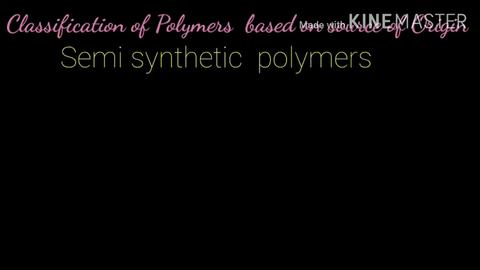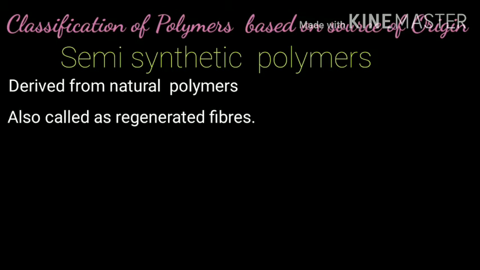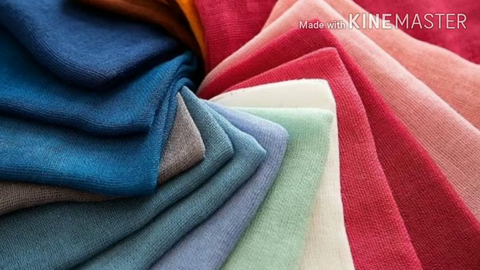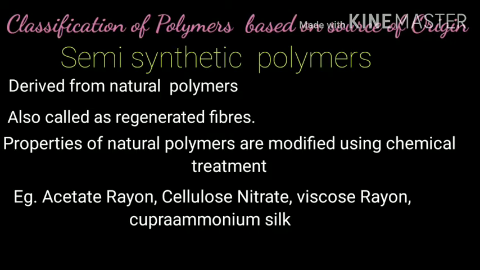Next, we move on to semi-synthetic polymers. Semi-synthetic polymers are derived from natural polymers. They are also called as regenerated fibers. So here, the properties of natural polymers are modified by using chemical treatment. Examples of semi-synthetic polymers are acetate rayon, cellulose nitrate, viscose rayon, and cupra ammonium silk. They are also used in non-inflammable photographic films, varnishes, and cinema films.